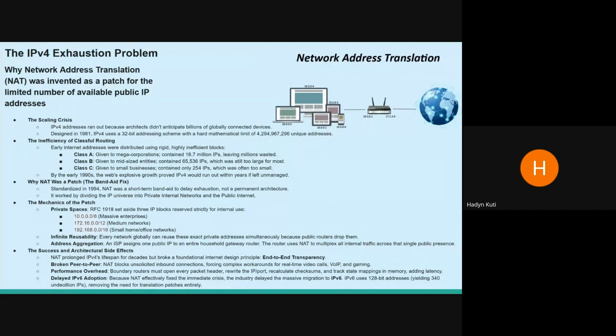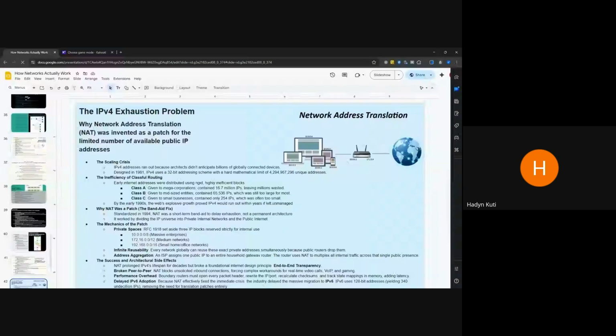IPv4 exhaustion problem. We had the scaling crisis where IPv4 addresses ran out because architects didn't anticipate billions of globally connected devices. Designed in 1981, IPv4 uses a 32-bit addressing scheme.